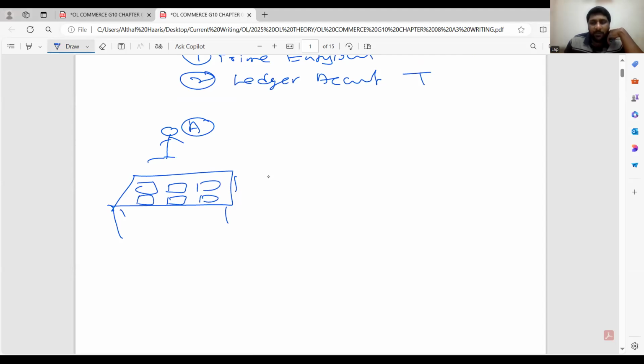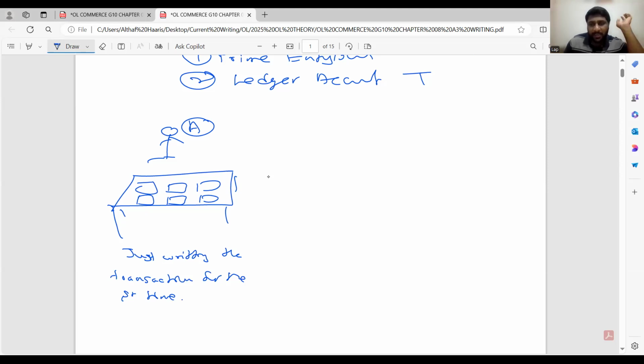What he will do is just write the transaction. That's it. If the sale is 100,000, he will just write it. If the purchase is 50,000, he will just write it. Different transactions in different books. He is just writing the transaction for the first time. That's what A is doing.